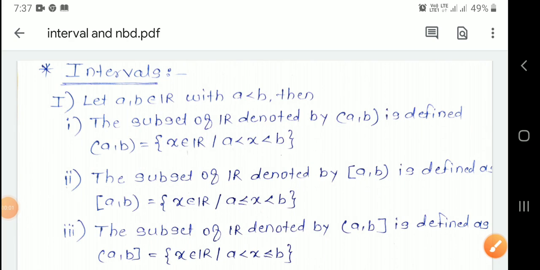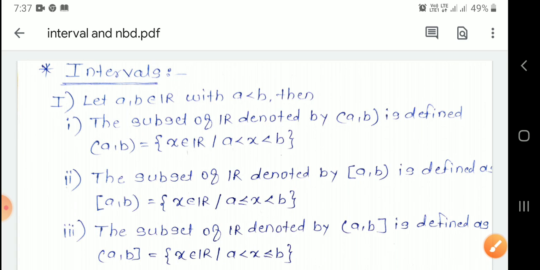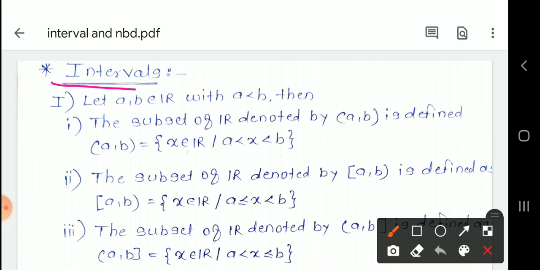Hello students, today we discuss the concept of intervals. All of you learned this concept in your previous years: open interval, closed interval. So today we learn the definitions of intervals. Okay, so let us start our concept of intervals.